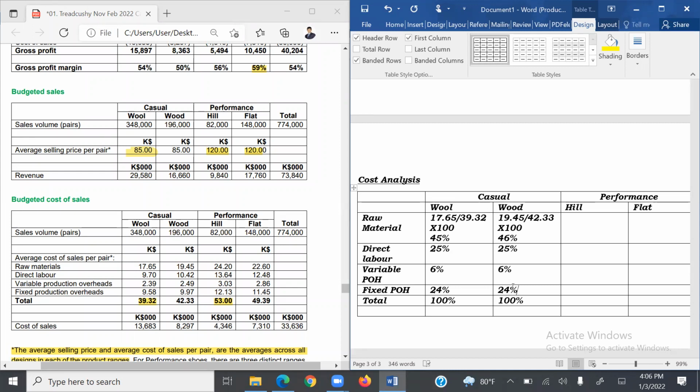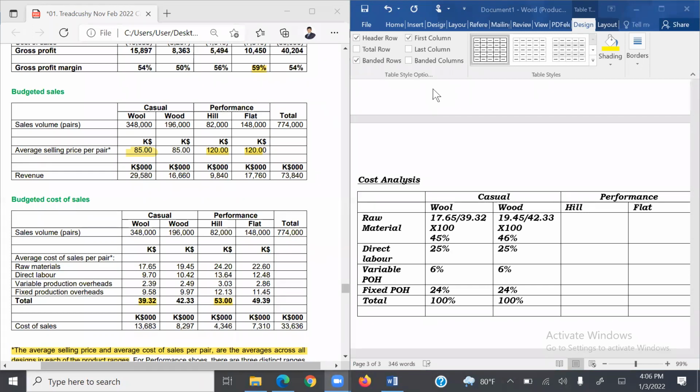Can you please confirm whether it is correct, students? Is it coming at 24%? Yes, it's coming at 24%. So that's very clear and easy. So students, let's come to the next one, Hill.